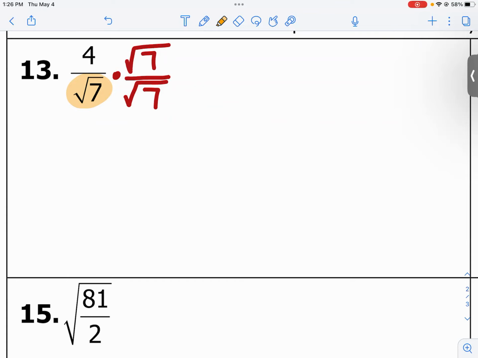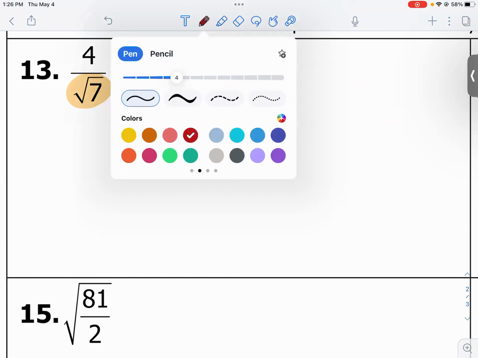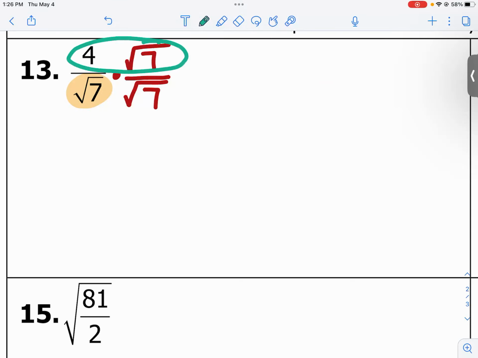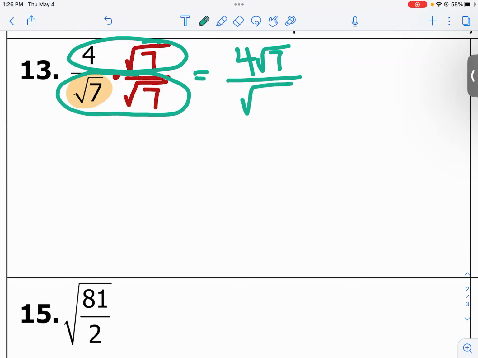Okay, so we're multiplying by 1. Nothing is changing. It just looks different. So in our numerator, when we multiply, we get 4 radical 7. Watch this. And this is why we're doing this. What is radical 7 times radical 7? Radical 49, which is 7.